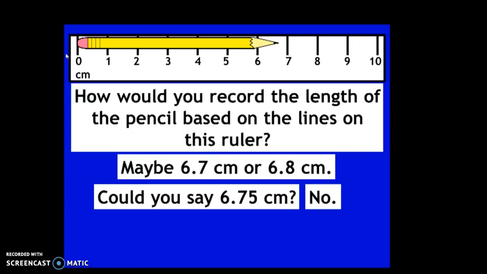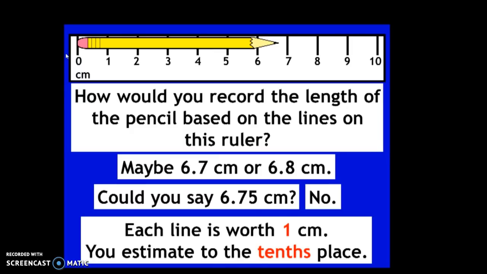And again, the answer is no, because every line is worth 1 centimeter, so we can only put the estimated digit 1 power of 10 smaller than what these lines are worth. So 6.7, 6.8, but we could not go out to the 100th place. We just don't have that level of precision with this ruler.